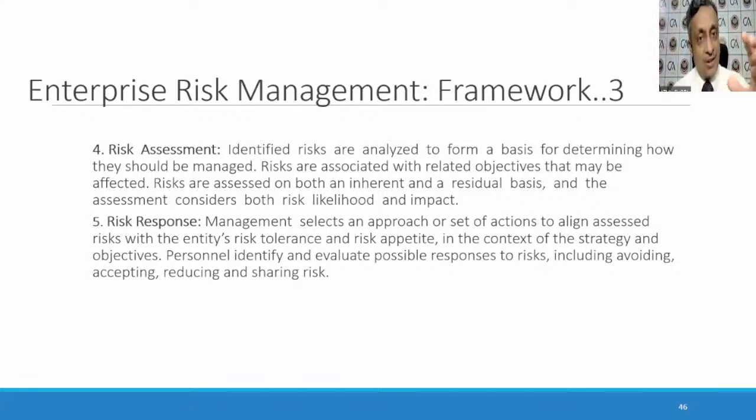Risk response. Based on the assessment, you create a risk response. Management selects an approach. In our case, we went with biometric, or a set of actions to align assessed risk with the entity's risk tolerance and risk appetite. Password. Suppose I am a bank. I cannot have password sharing.